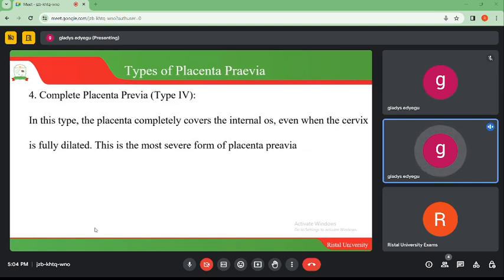As long as the cervix starts to dilate, it will cause the separation of the placenta and the mother will bleed profusely and we can easily lose that mother. So we have different types of placenta previa, and those different types also give us different ways of management, and we are able to understand which one is at a high risk of either us losing the mother and maybe losing also the baby at the same time.